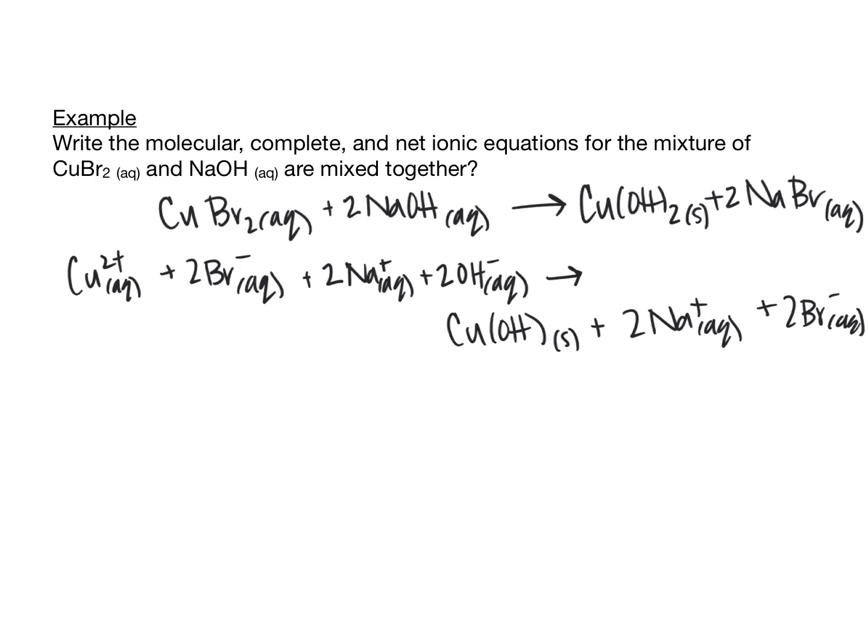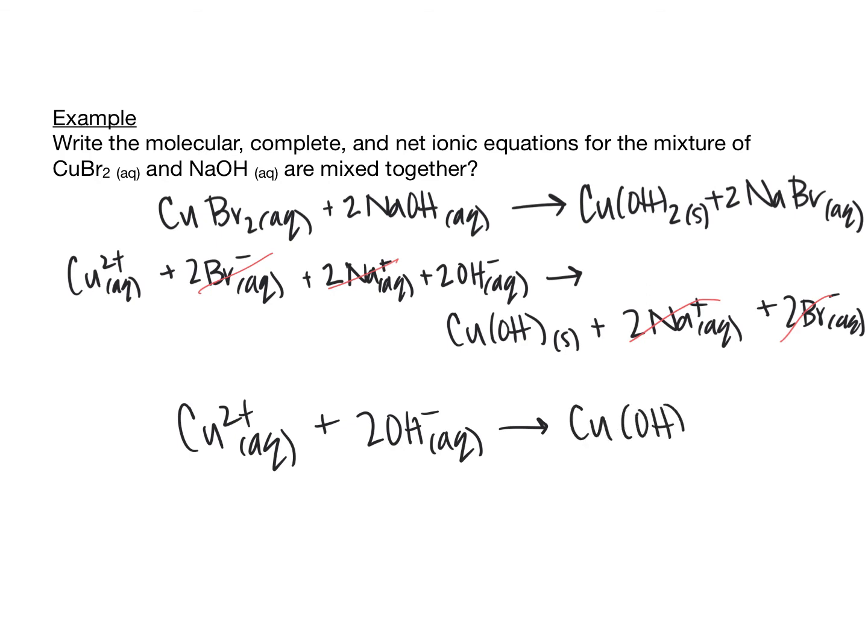From here, we can cancel out our spectating ions and rewrite our net ionic equation as Cu2 plus aqueous plus 2OH minus aqueous. And that's going to give us copper hydroxide solid. Oops, I forgot the 2. So we can create any of these for any given component.